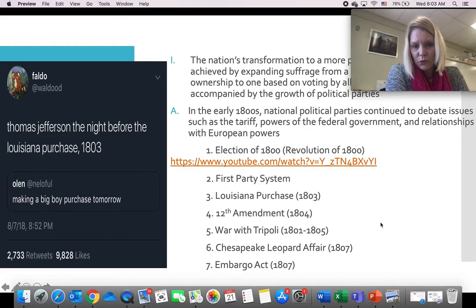Really what I want to mostly get through with you today is the Louisiana Purchase. Now this was, if you see the Twitter feed there, Thomas Jefferson the night before the Louisiana Purchase, 1803. He's going to make a big boy purchase tomorrow. This was the largest land deal that America had ever made. In fact, it was next to Alaska, probably one of the most brilliant decisions we ever made in terms of gaining territory.